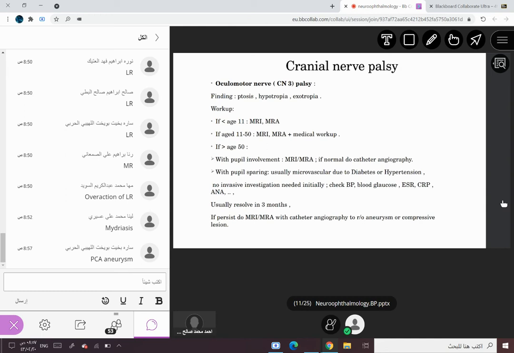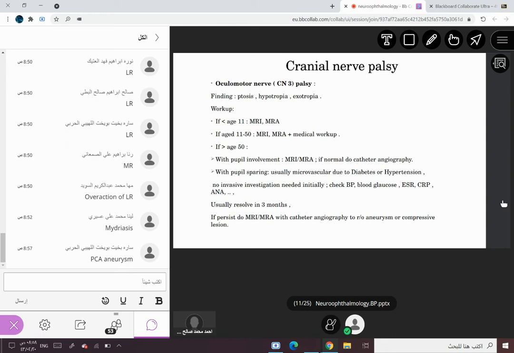And more importantly, the thing that we have to rule out, as someone just mentioned, is posterior communicating artery aneurysm. Okay, posterior communicating artery aneurysm. You remember this from your anatomy, and this is very, very important for your future study. In surgical third nerve palsy, what is the thing that you have to rule out?